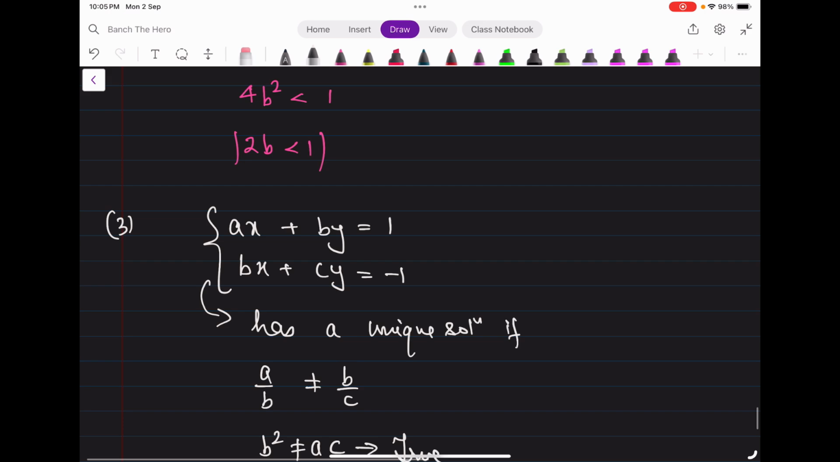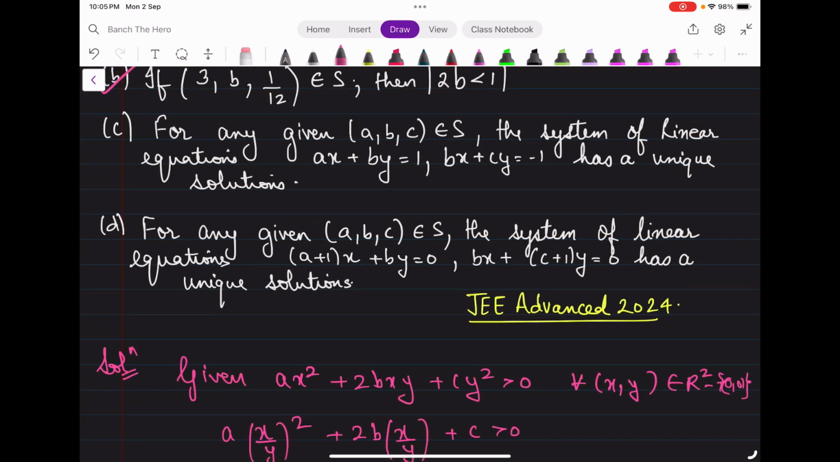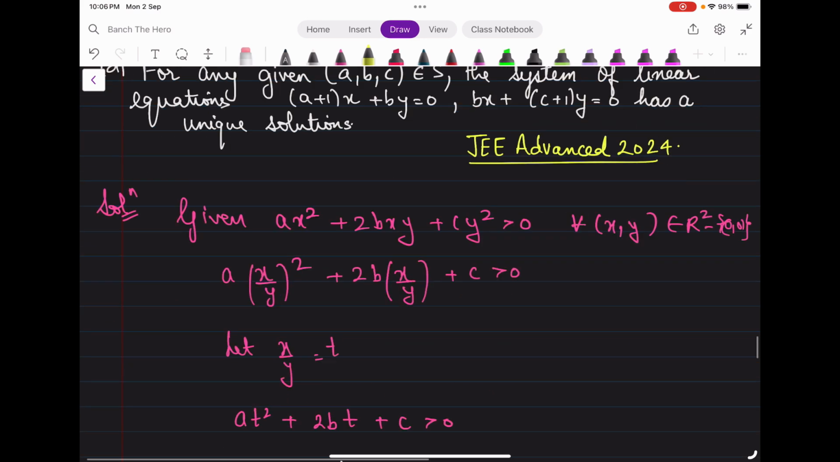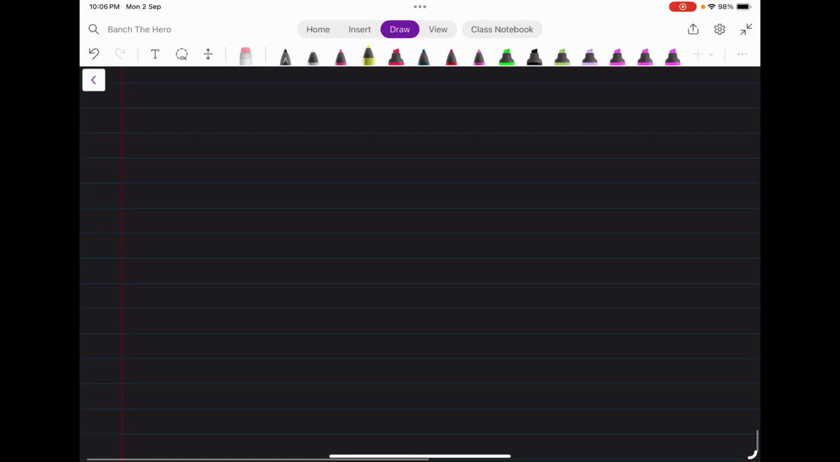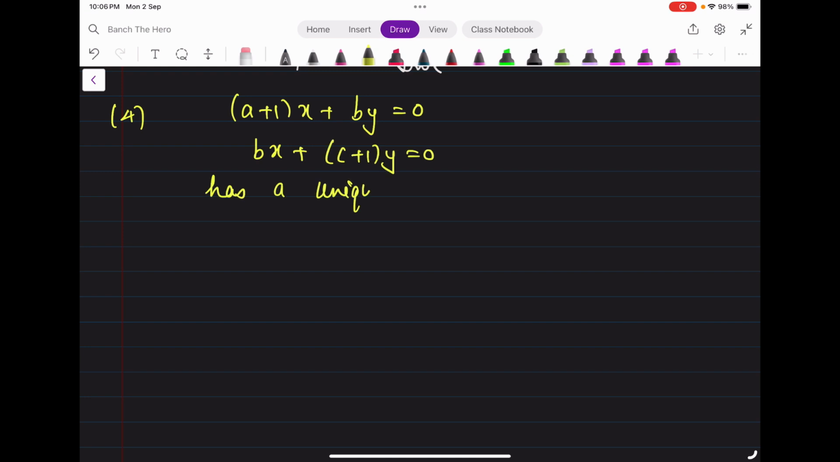It means this option is also correct. So the C option is also correct. Moving on to the D option now. What does the D option say? For any a, b, c, the linear equation has a unique solution. So again, the same concept we will apply here for the fourth option. That is a plus 1 into x plus b into y is equal to 0. And then another one is b into x plus c plus 1 into y is equal to 0. Has a unique solution.